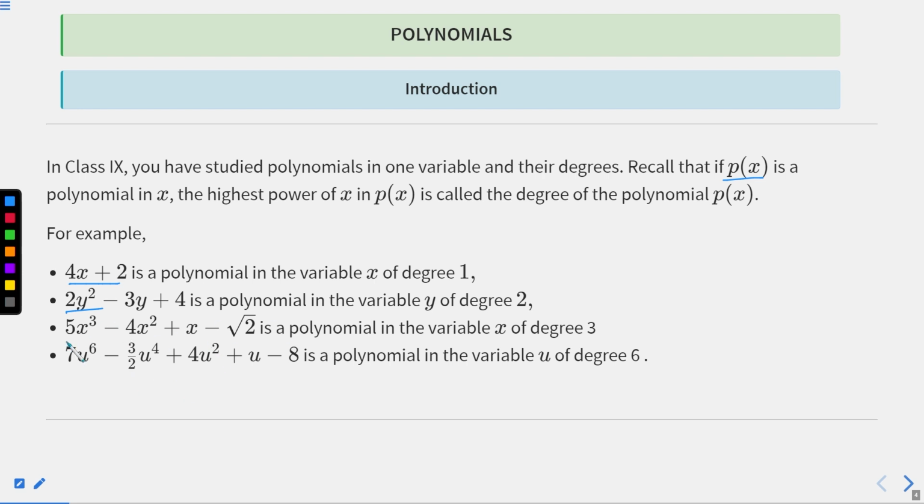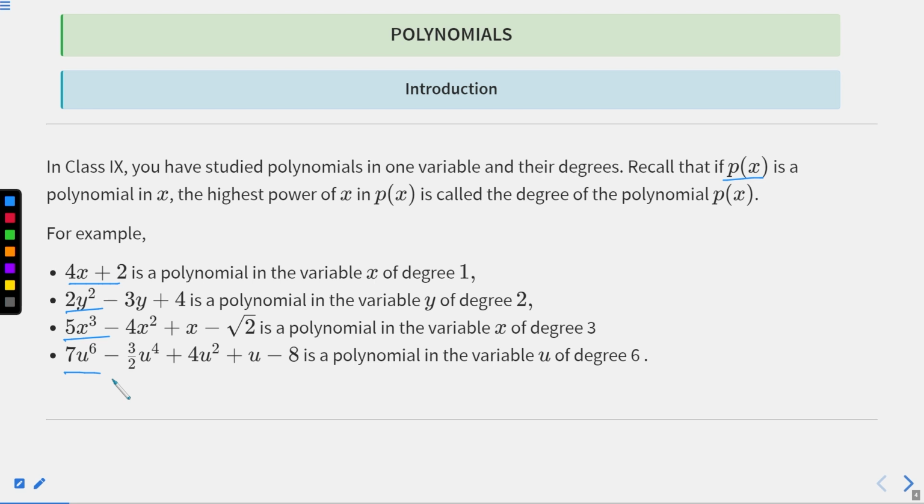Third, we have the polynomial 5x cube minus 4x square plus x minus root 2. This expression is a polynomial in variable x, and the degree of this polynomial is 3, since the highest power of the variable x is 3. And this expression, 7 times u to the power 6 minus 3 by 2 times u to the power 4 plus 4u square plus u minus 8, is an example of a polynomial in variable u of degree 6.